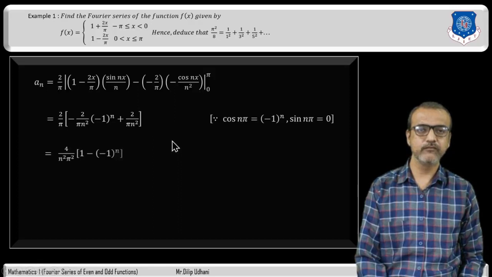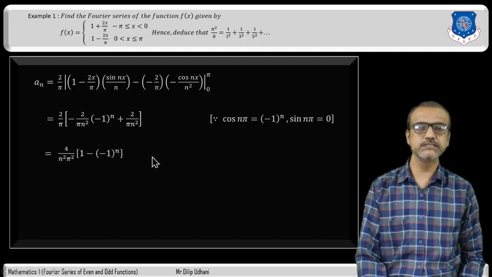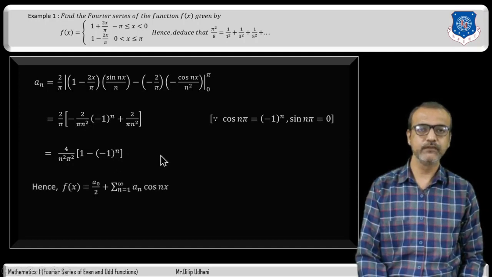Now simplifying this result, taking 2 by pi n square common and multiplying it by 2 by pi, it is 4 over n square pi square, 1 minus (-1)^n. So this is a_n.